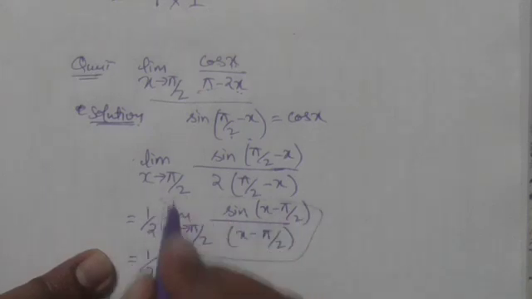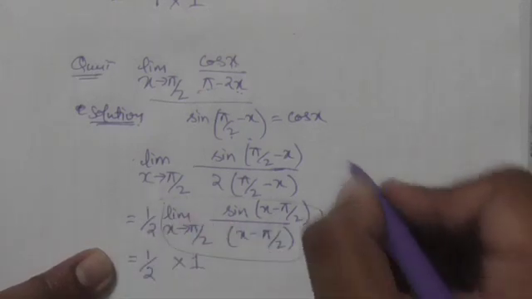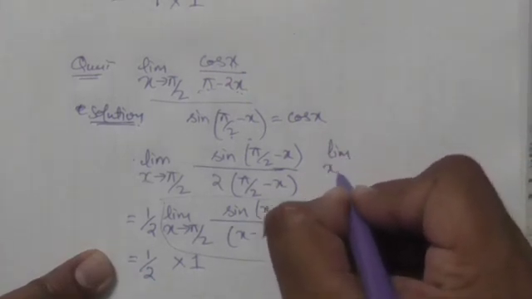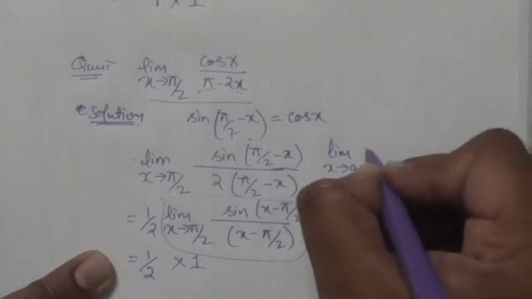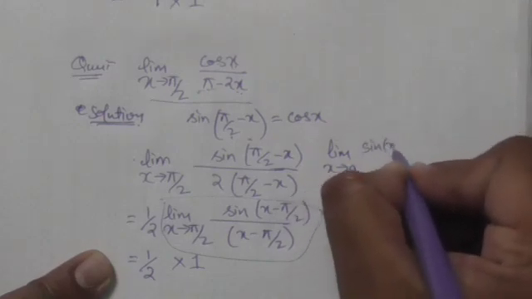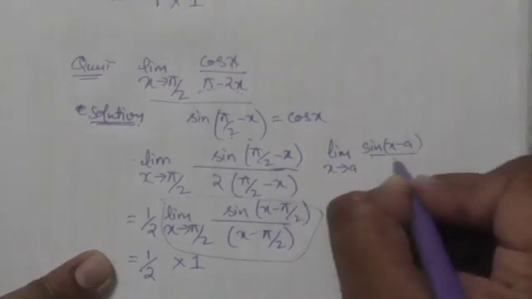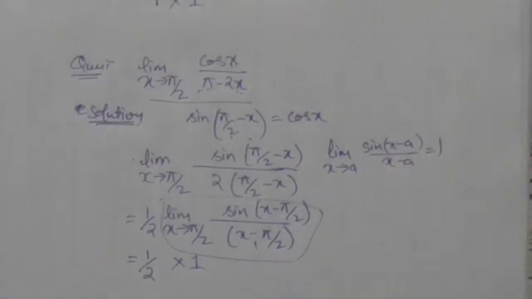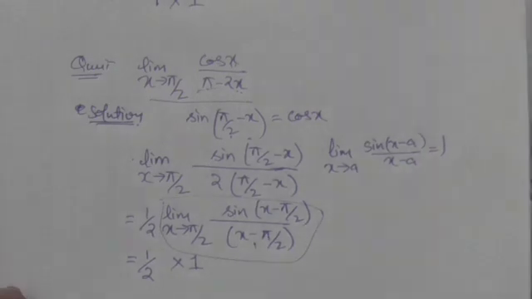This term will be equal to 1. Why is it so? Because here I have used this theorem: limit x tends to a of sine of x minus a upon x minus a is equal to 1, right? So these two results are very helpful to solve the questions. Now another question which is similar to this one, which we have solved right now.